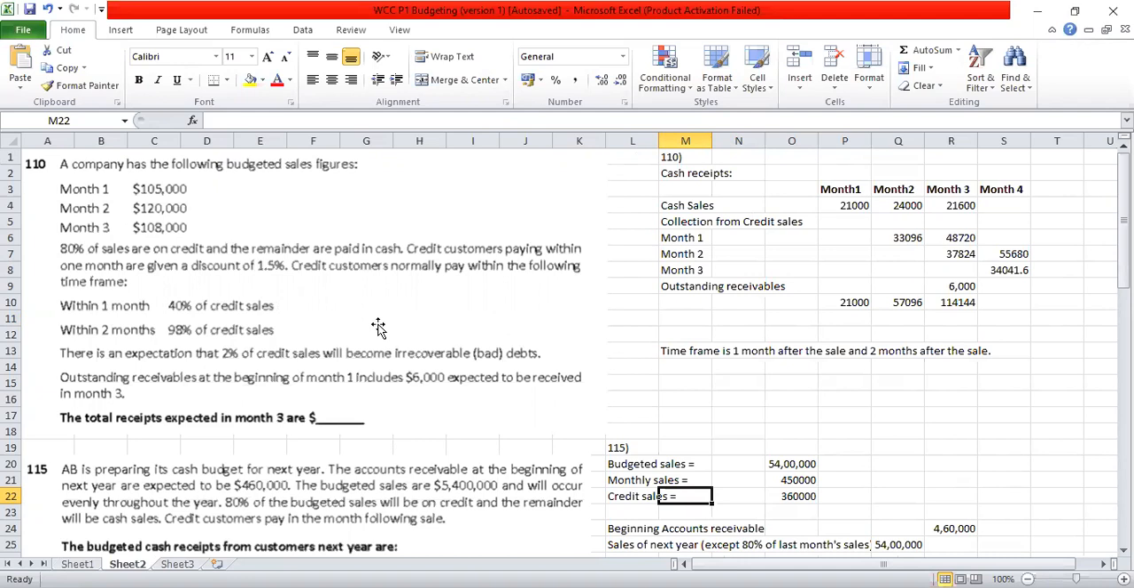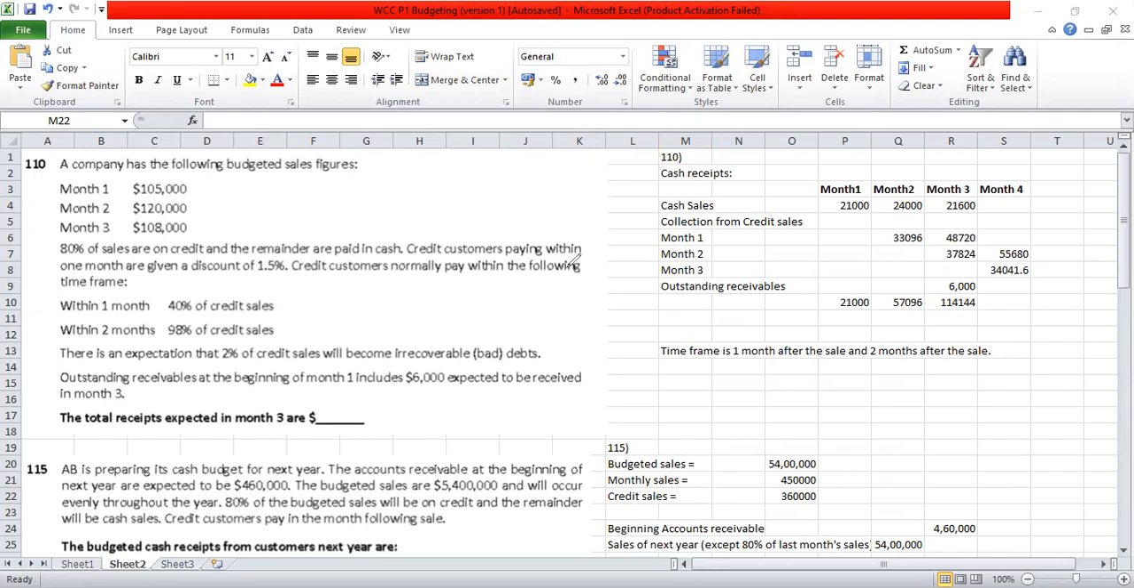Ma'am, actually, I have a doubt in that time frame. Why is it actually 1 month after the sale? Because it is given as within 1 month, so we will be expecting our amount within the sale of that month. In fact, I started doing it that way, and then I wrote it down below that.